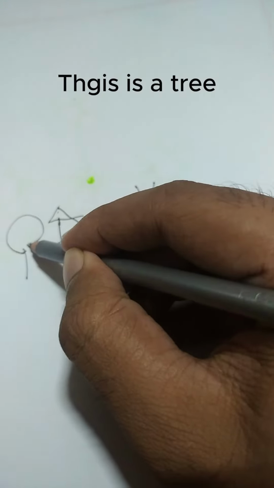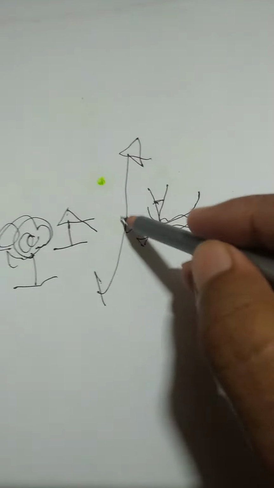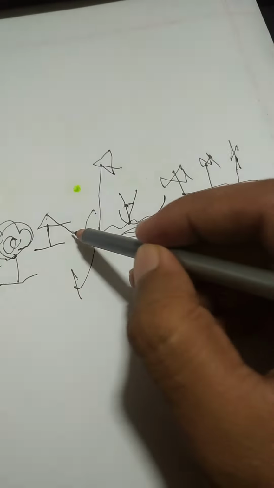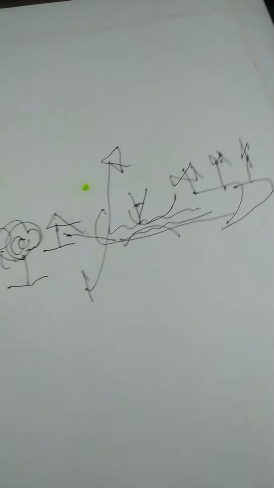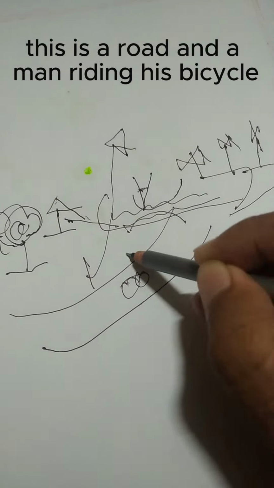This is a tree. Kid flying his kite. And these are trees. And this is a road, a man riding his bicycle.